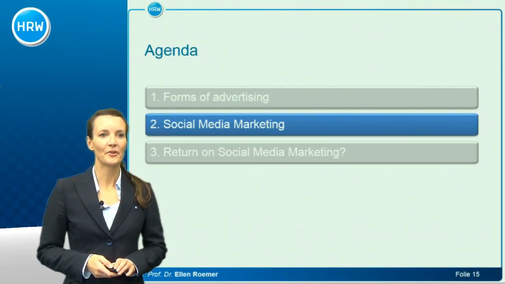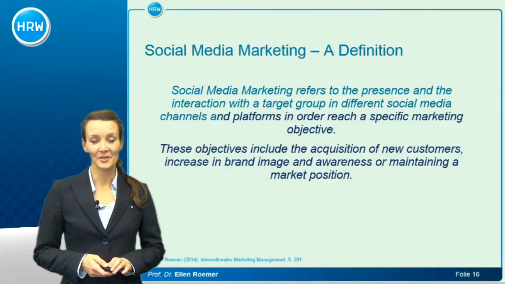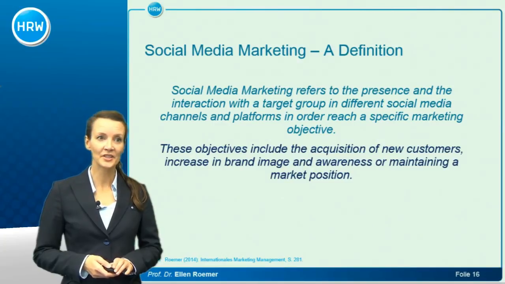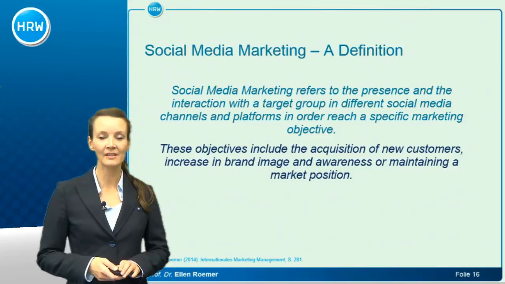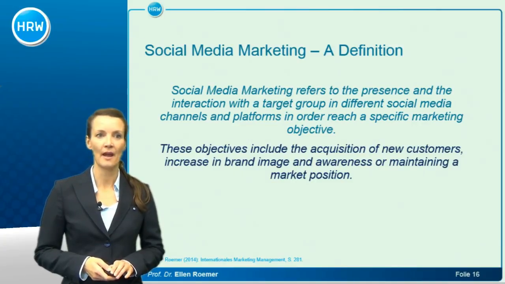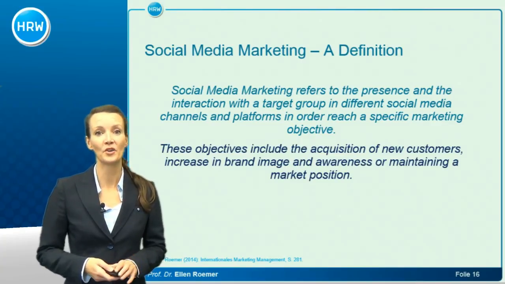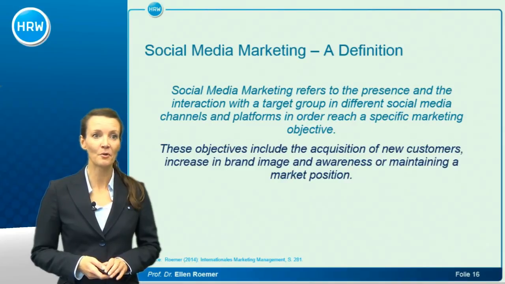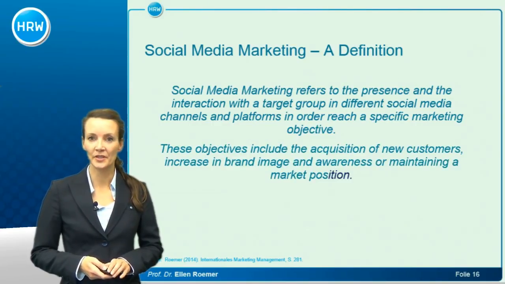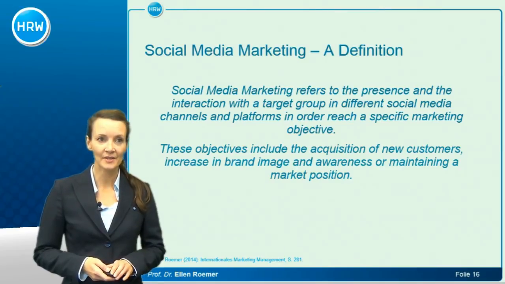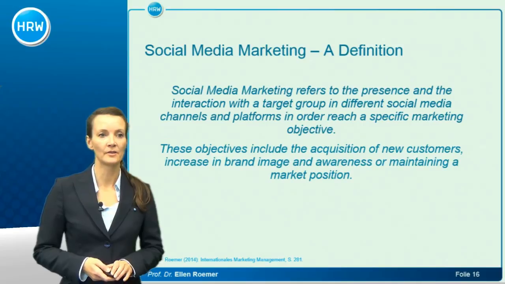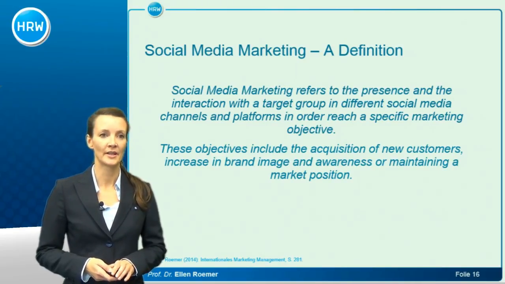So, social media marketing. First of all, we need a definition, and I've brought a definition with me today, which says that social media marketing refers to the presence and the interaction with a target group in different social media channels and platforms in order to reach a specific marketing objective. So what is important here is that we have the presence and interaction with the target group, which is not usual for other marketing forms or media forms. And we have the objective part, and I will come to this now. These objectives include the acquisition of new customers, increase in brand image and awareness, or maintaining a market position. So social media marketing is always related to these kinds of objectives, and I will go deeper into this right now.